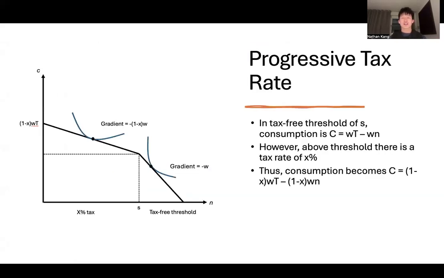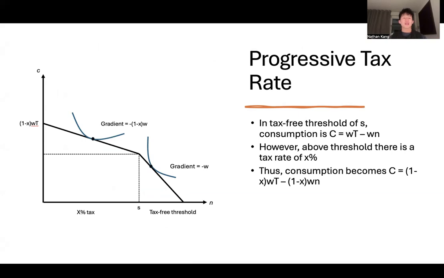Let's introduce our progressive tax rate system. In our tax-free world, consumption is given by C is equal to WT minus WN, but now we are implementing a tax rate of X%. So consumption now is equal to (1 minus X) times WT minus (1 minus X) times WN. And this changes the slope of our budget line.